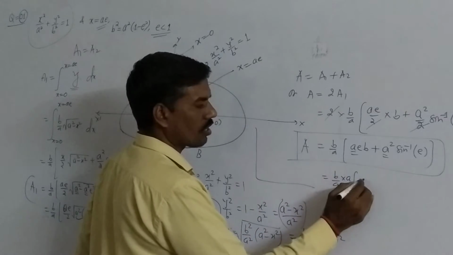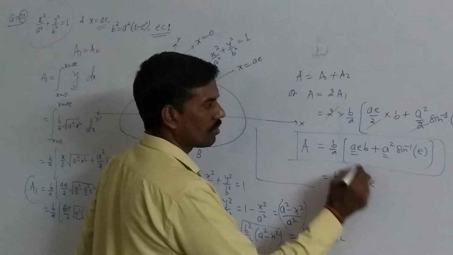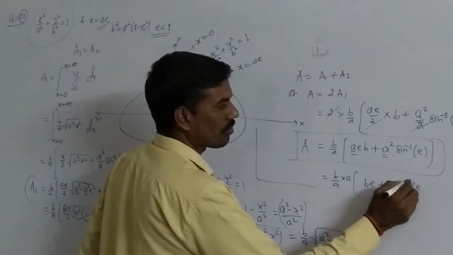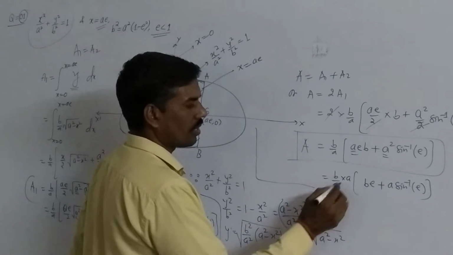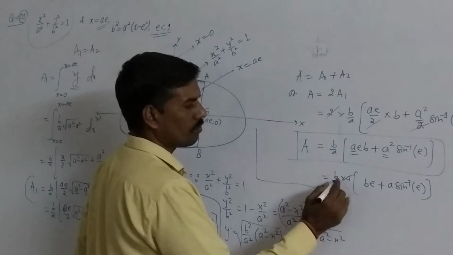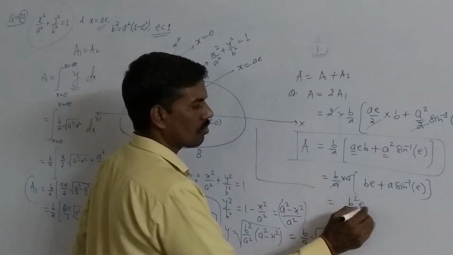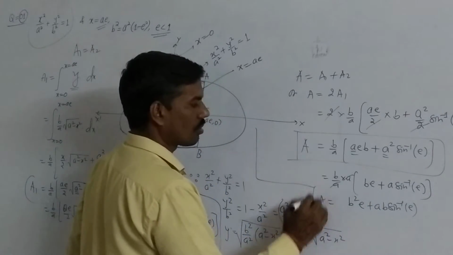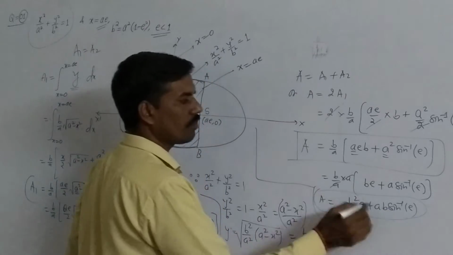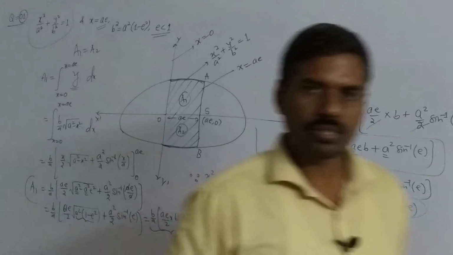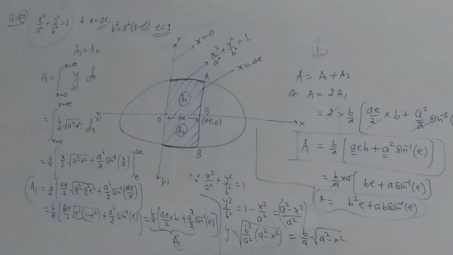So when we take a as common, we get a as common, b plus a into sin inverse of e, and a cancels, we get b into b square e plus ab into sin inverse of e. So the total area is b square into e plus ab into sin inverse of e. Okay, so please make a note. If you have any doubt you can ask me. Okay, clear? Any doubt?